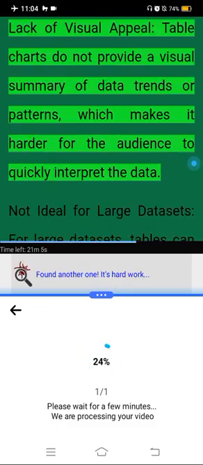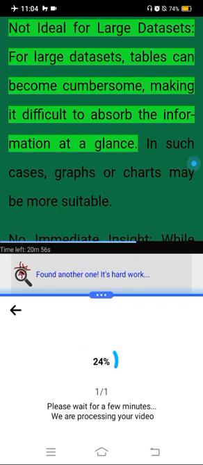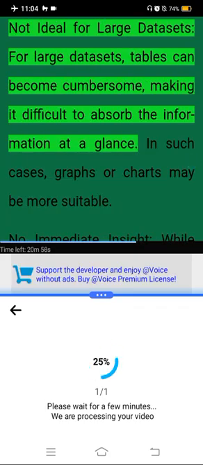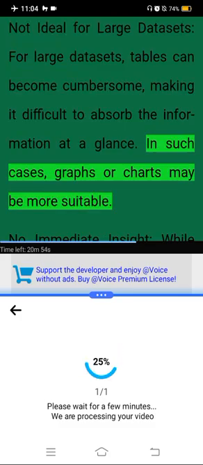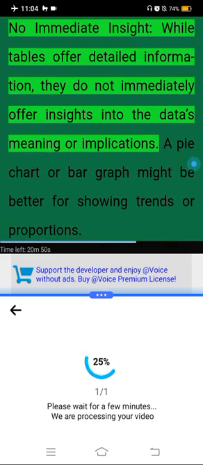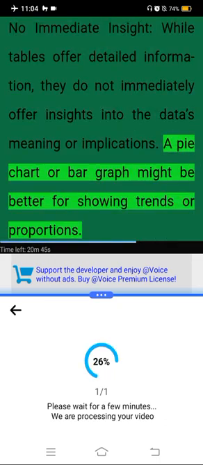Disadvantages of table charts. Lack of visual appeal. Table charts do not provide a visual summary of data trends or patterns, which makes it harder for the audience to quickly interpret the data. Not ideal for large datasets. For large datasets, tables can become cumbersome, making it difficult to absorb the information at a glance. In such cases, graphs or charts may be more suitable. No immediate insight. While tables offer detailed information, they do not immediately offer insights into the data's meaning or implications. A pie chart or bar graph might be better for showing trends or proportions.